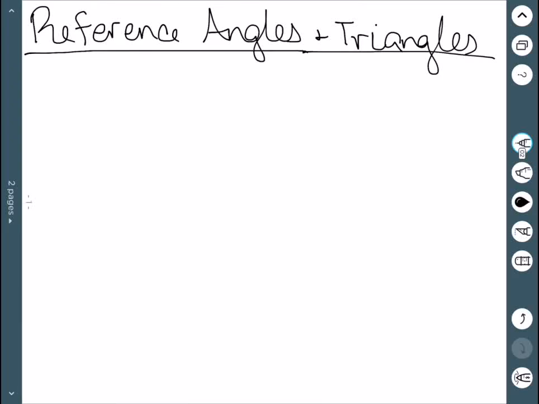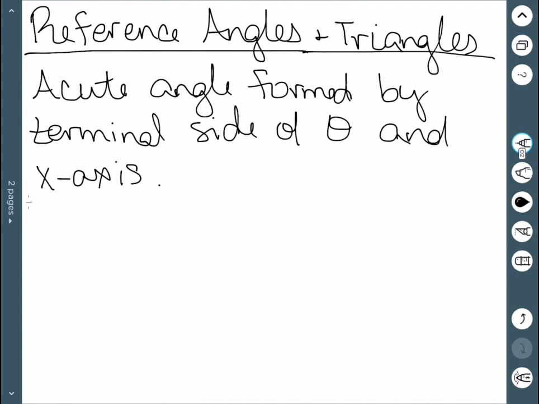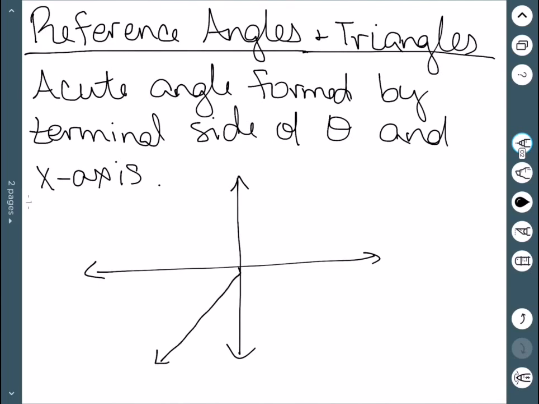We'll discuss reference angles and reference triangles. And we'll start by discussing what a reference angle is. A reference angle is an acute angle that's formed by the terminal side of theta and the x-axis. So if we have any arbitrary angle, the terminal angle will be what's formed with the x-axis. And in fact, if I draw then a line up to the x-axis, I have a triangle, and this is known as my reference triangle.